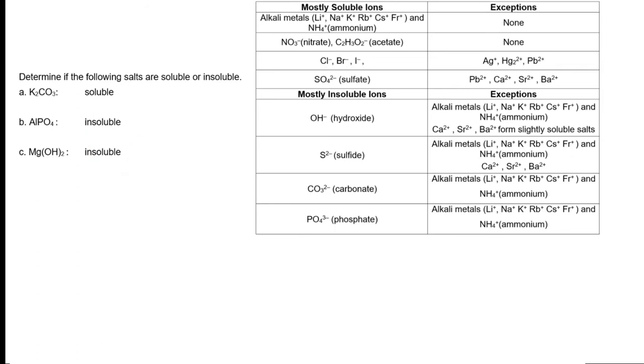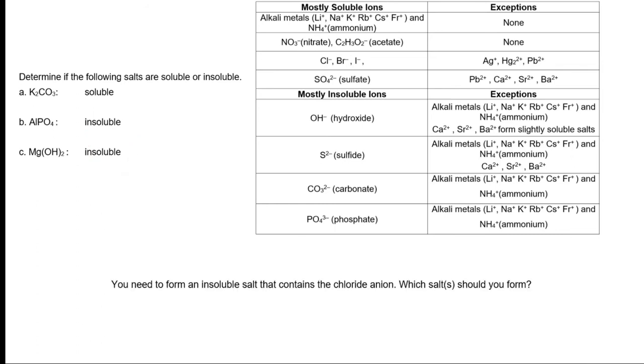Let's take a little twist on our solubility rules. You need to form an insoluble salt that contains the chloride anion. Which salt or several salts should you form? So this is pretty common in water purification. You might need to remove a certain ion. So in this case, we want to remove the chloride ion.